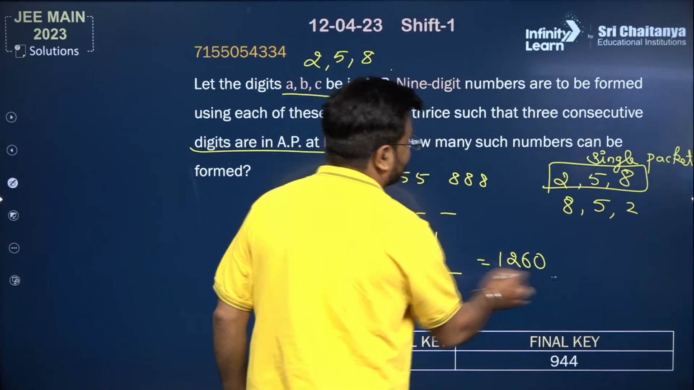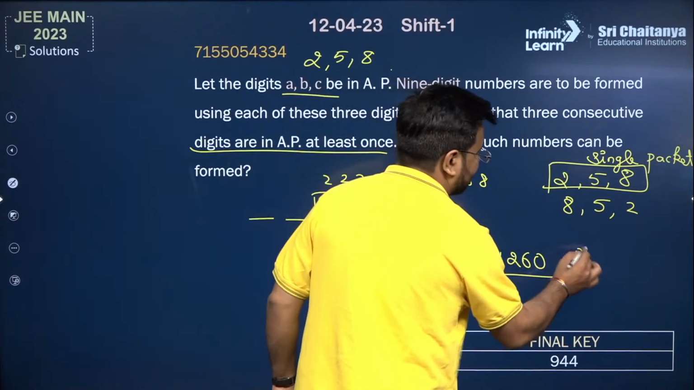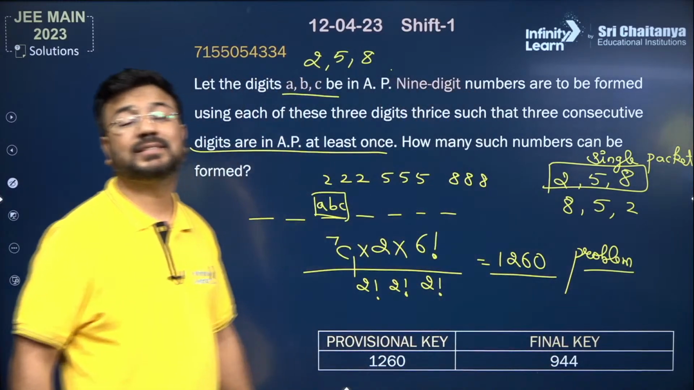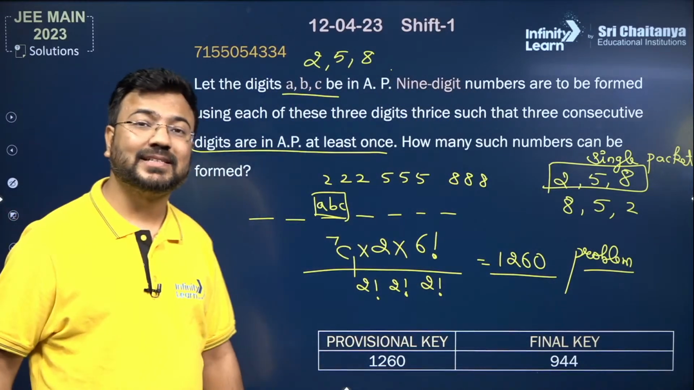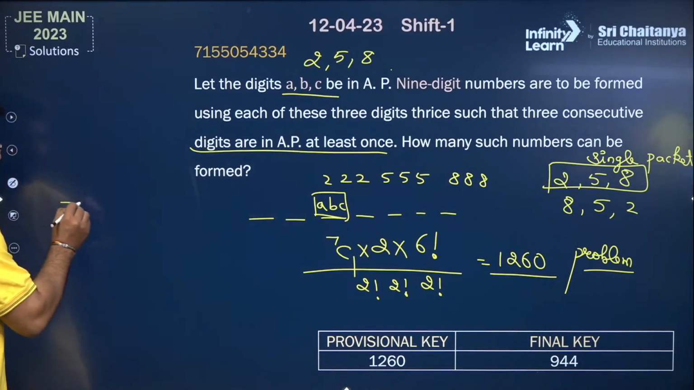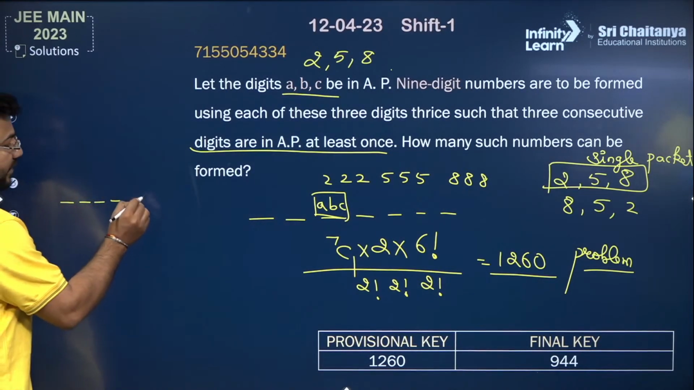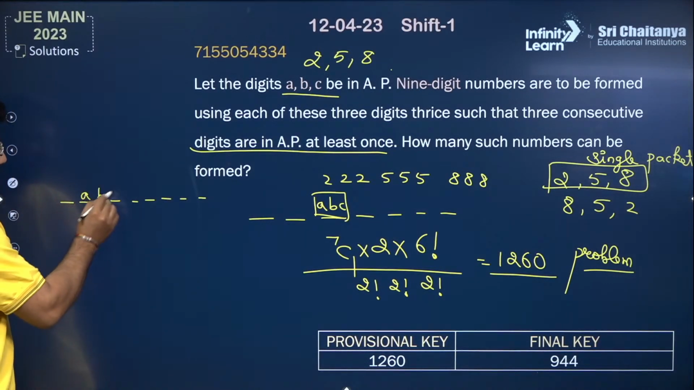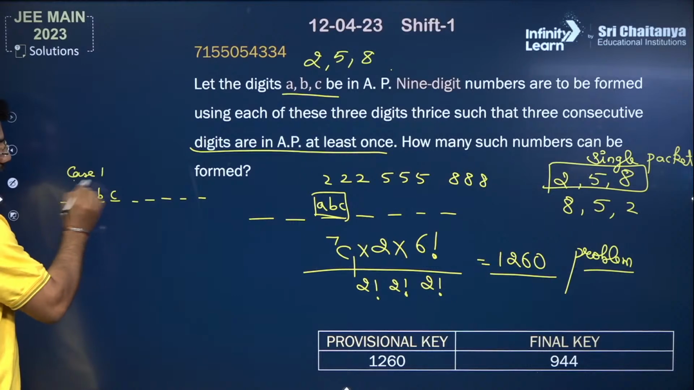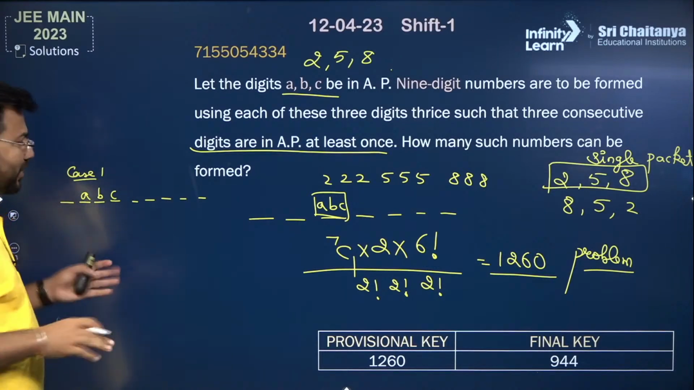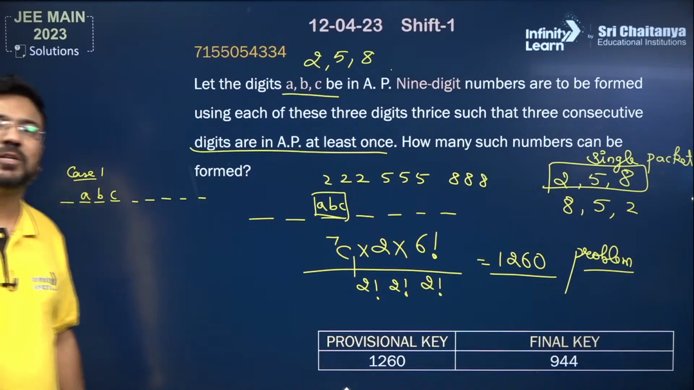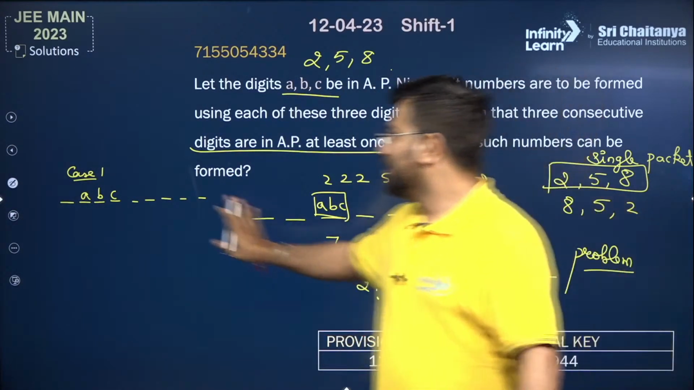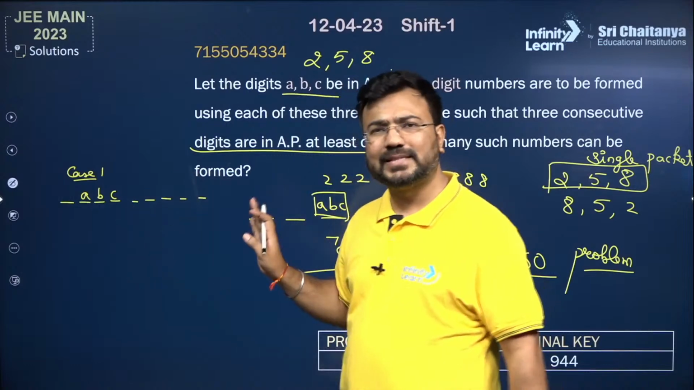But there is a problem in this answer. What is the problem? The cases are repeating. And how are the cases repeating? Suppose I created 9 places, 1, 2, 3, 4, 5, 6, 7, 8, 9, and I place ABC here. This is case number 1, and the remaining quantity I don't know, because I am applying 6 factorial over 2 factorial, 2 factorial, 2 factorial. So all the possible cases will appear on arranging the remaining 6 people.